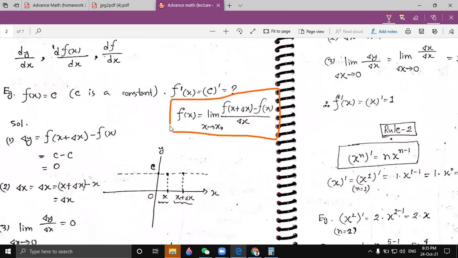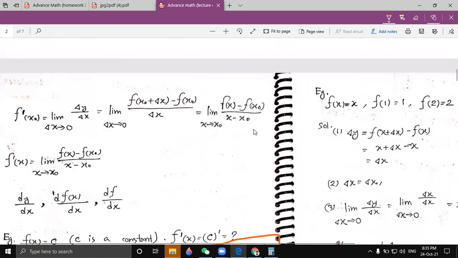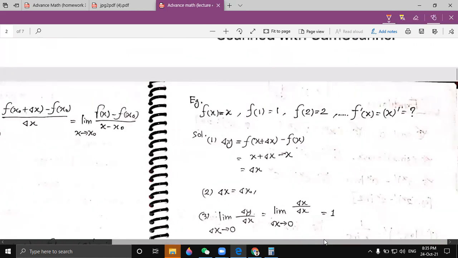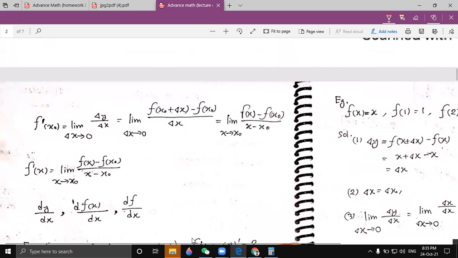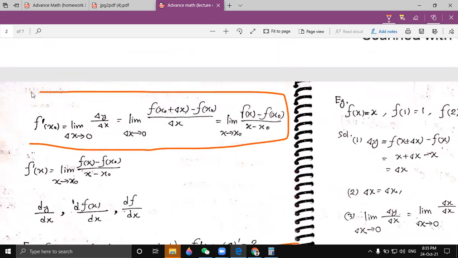This is the definition. f'(x0) is equal to the limit as del x tends to 0 of f(x0 plus del x) minus f(x0), divided by del x. These things are all similar. Here again, you can look at this function. This is the main and the longest definition. We already calculated this value, right? Yes, we have already seen this value from our graph.